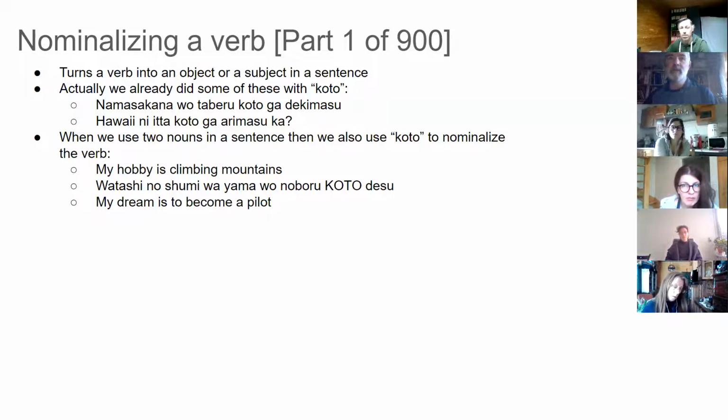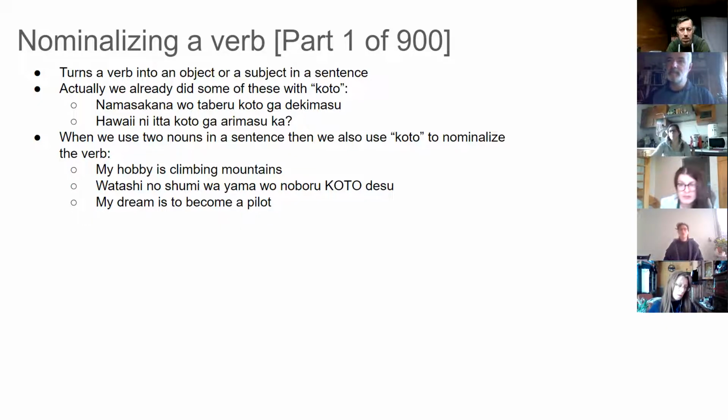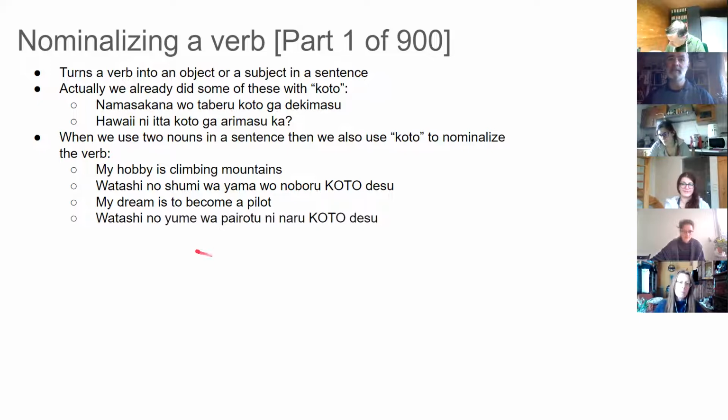Tachi, how would you say my dream is to become a pilot? 私の夢はパイロットをなることです。 But not o. If you have naru, ni. Exactly, good. パイロットになることです。 Very good, excellent. 私の夢はパイロットになることです。 And again with this one as well, you could say パイロットになることは私の夢です。 You could turn it around the other way.